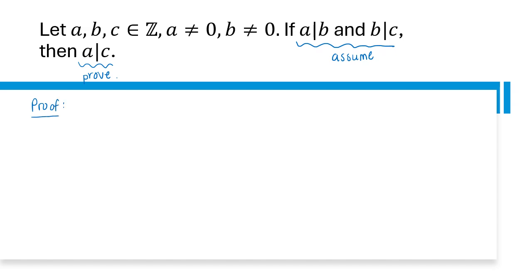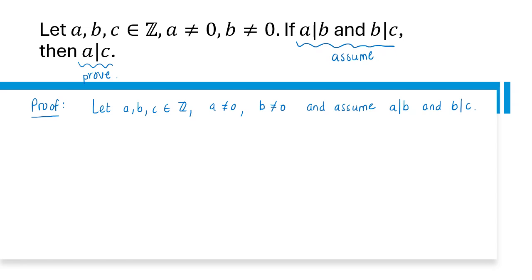We are going to set the scene and say let A, B, and C be integers, where A is not equal to 0 and B is not equal to 0. And we are going to assume the hypothesis. So we are going to assume A is a divisor of B and B is a divisor of C. Our assumption is out of the way. Now we are going to use the definition to show what this assumption means.